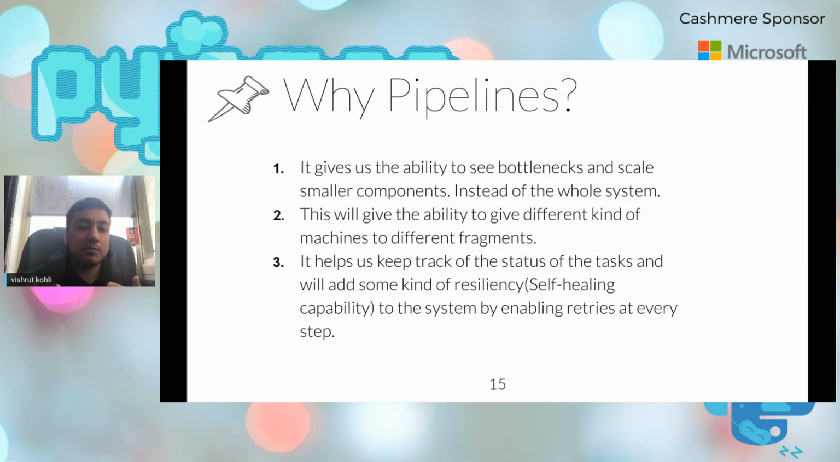The same thing happens with the tech system. Different tasks need different kinds of infrastructure. Some might need more CPU, some might need more memory. Third, it helps us keep track of statuses of tasks, which adds some kind of resiliency to the system by enabling retries at every step. So now, if a task fails, it will not retry from the beginning, but will get retried from the last checkpoint or last succeeded task in the pipeline.